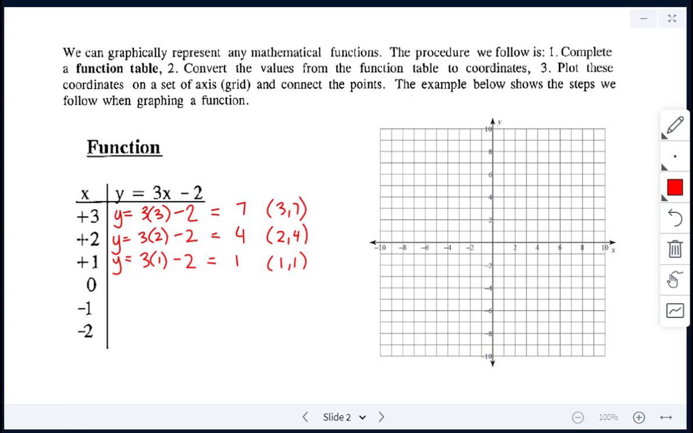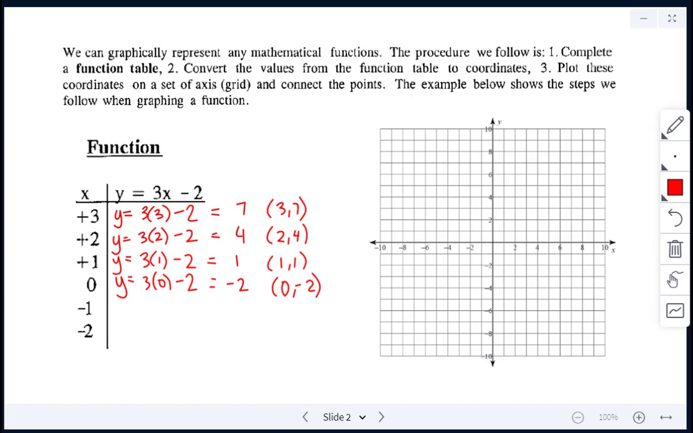All right, so next we're at 0. So y is equal to 3 times 0 minus 2. 3 times 0 is 0, and then 0 minus 2 is negative 2. So our point would be 0, negative 2 there.